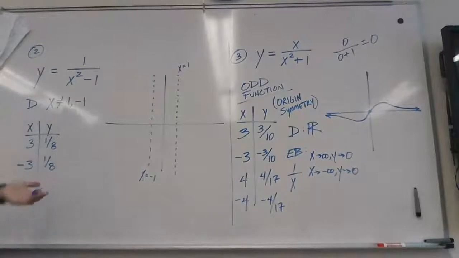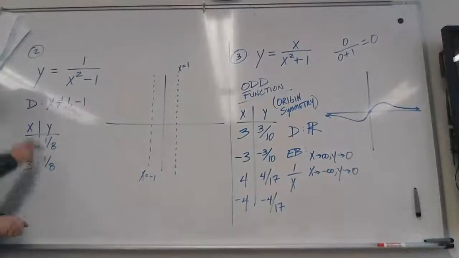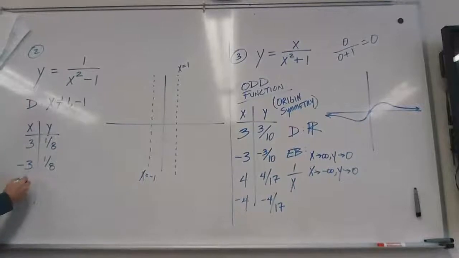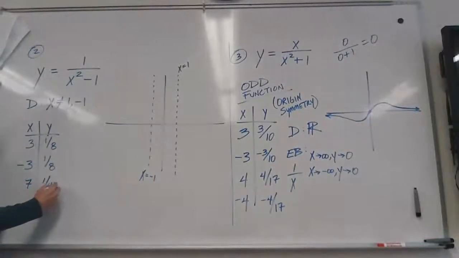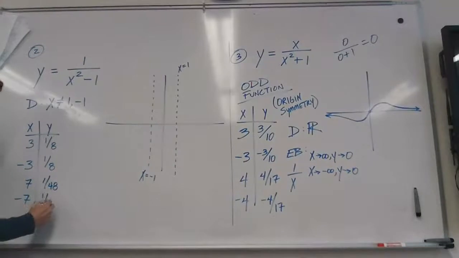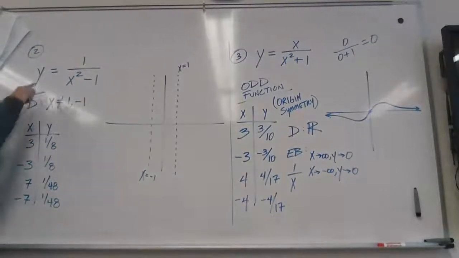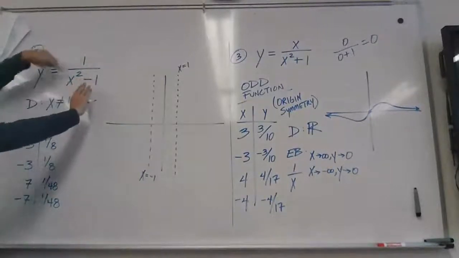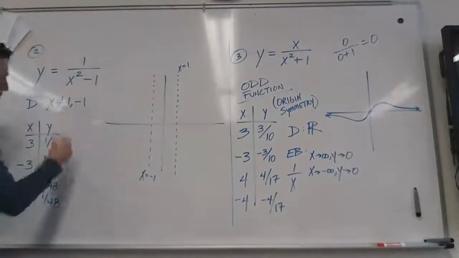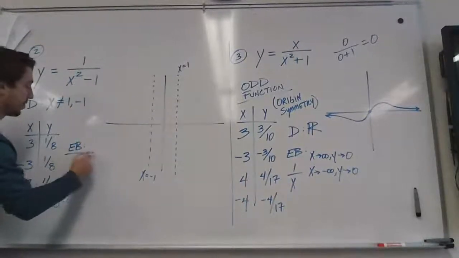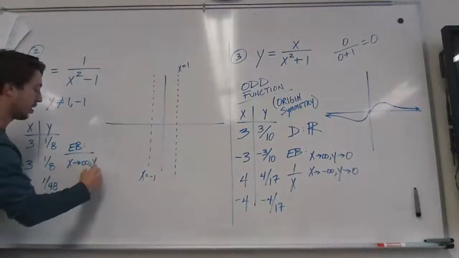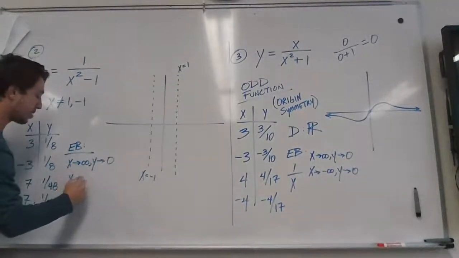Plug in 5, you get 1/24. Plug in -5, you get 1/24 again. So this also might give you some hint as to the end behavior, right? If you plug in a decently big number, like 7, you get 1/48. Plug in -7, you get 1/48 again. That's giving you a big hint that it's approaching 0 from the top on both sides. So the end behavior is like 1/x². We're asked to tell the end behavior: approaching 0 on both sides.